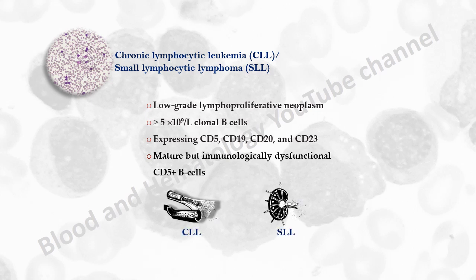The WHO 2022 classification continues to consider CLL and SLL a single entity with different clinical presentations. CLL presents mostly in peripheral blood and bone marrow. SLL primarily involves lymph nodes and other lymphoid organs.